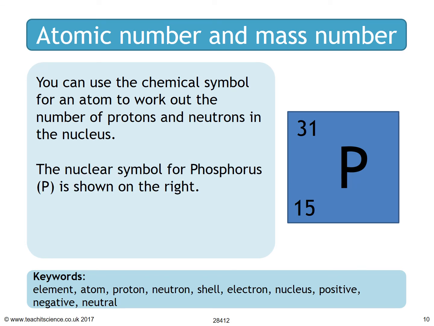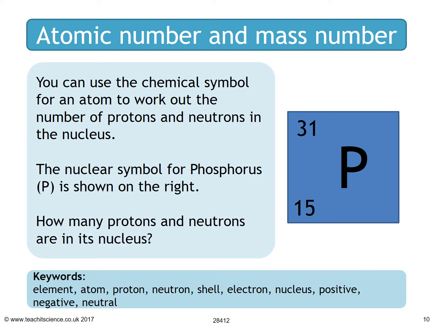Here is the symbol for the element phosphorus. Use the information on the slide and previous slides to work out how many protons and neutrons a phosphorus atom has. The answer is on the next slide.